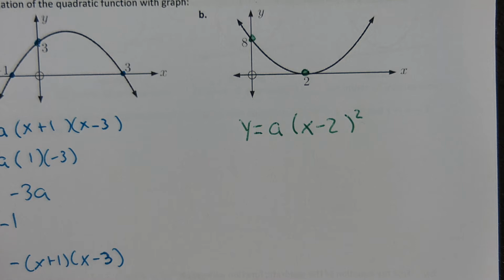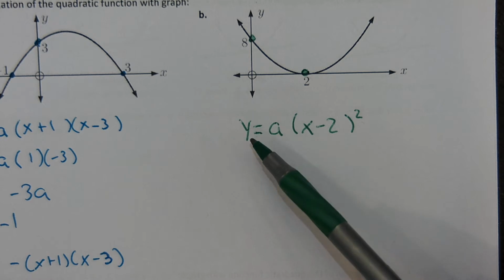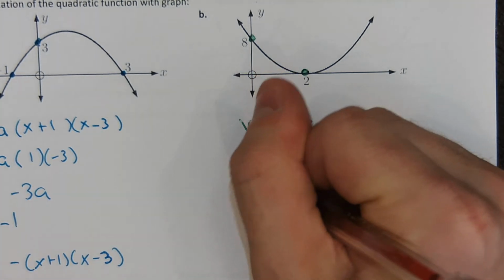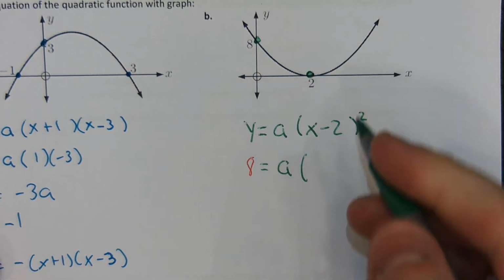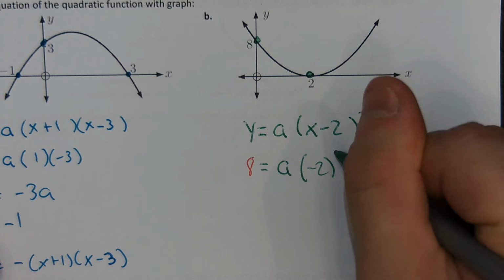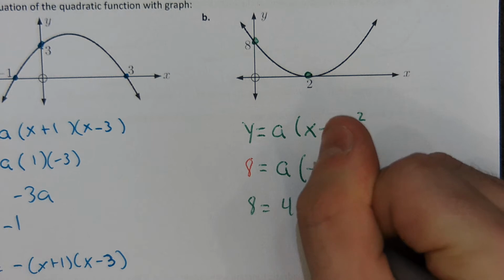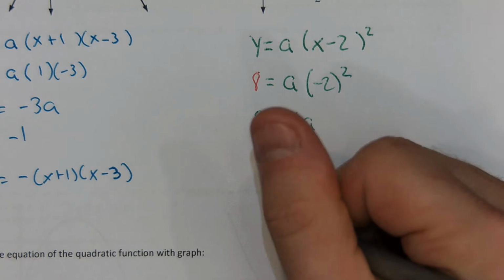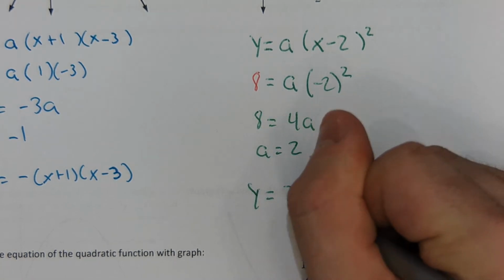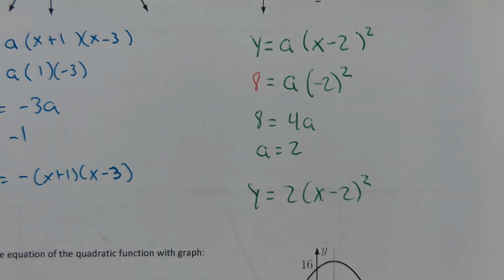And we do the same thing we did in part A. We're going to plug in this coordinate of 0, 8. 0 here, 8 here. 8 equals a times -2 squared. So 8 equals 4a. We know that a is 2. And then our final answer, y equals 2 times x minus 2, quantity squared. So simple. Easy peasy.